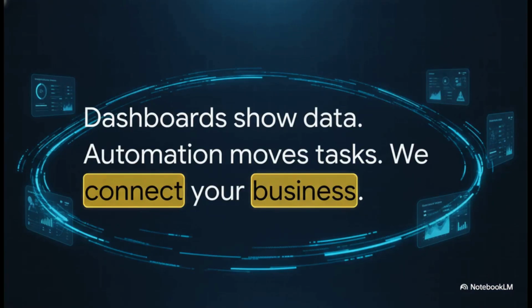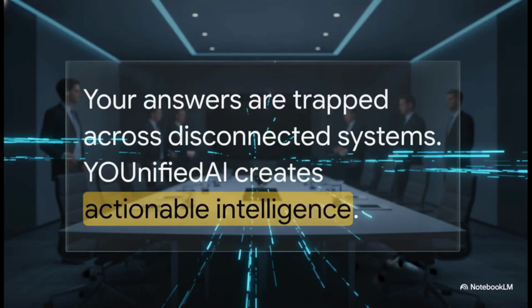Now, I really want you to remember this key distinction. A standard dashboard only tells you what happened yesterday. Basic automation simply moves a file from point A to point B. But Unified AI bridges the gaps between your tools to create one continuous living system of action. It's proactive, not reactive. To wrap up our explainer today, consider this.